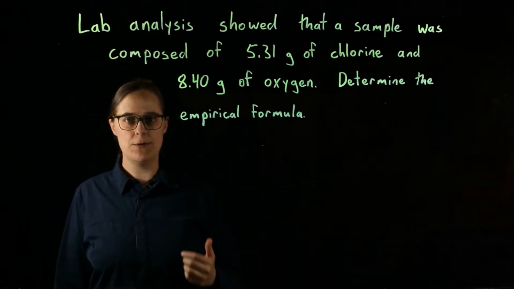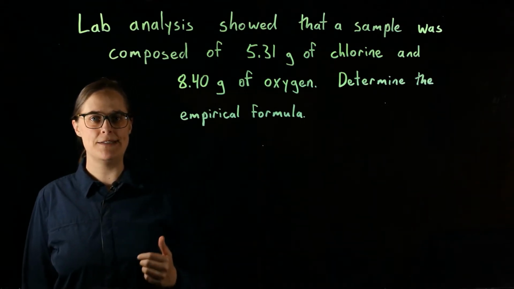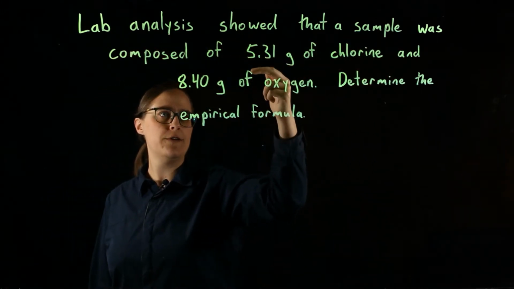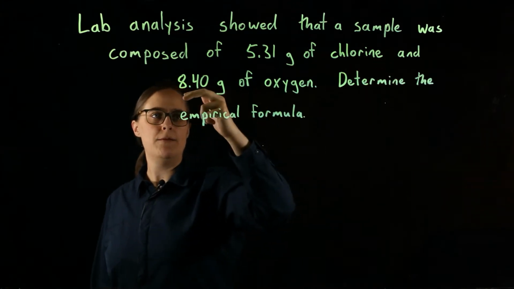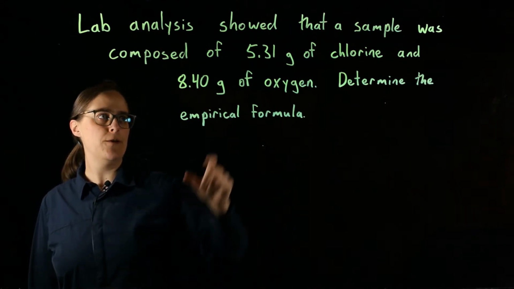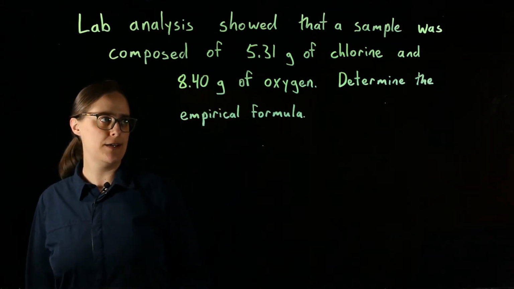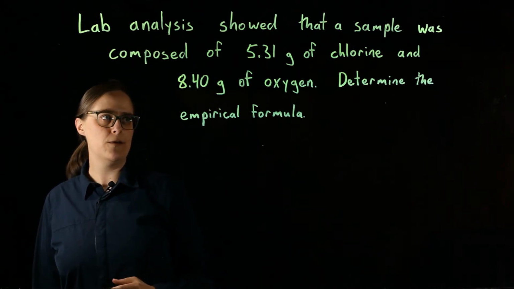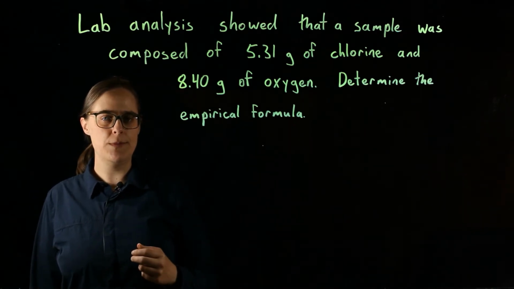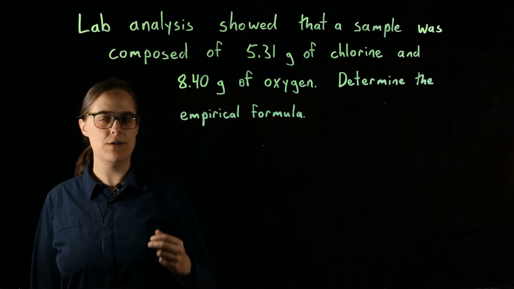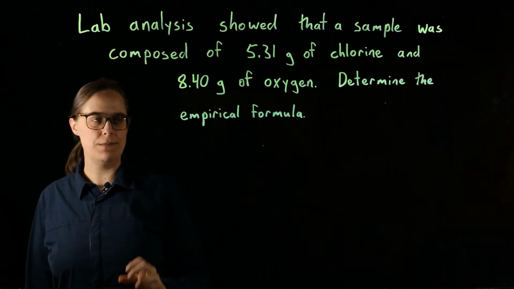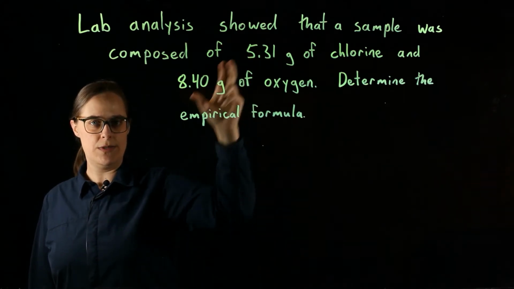This is an example problem where we are determining an empirical formula from the mass of each element in a compound. Lab analysis showed that a sample was composed of 5.31 grams of chlorine and 8.40 grams of oxygen. Determine the empirical formula. So whenever you have masses of each element in a compound, you are going to want to convert those into numbers of atoms. So remember that the empirical formula is a formula that tells us lowest whole number of atoms of each element in a compound.